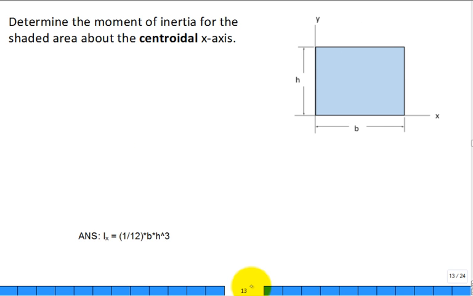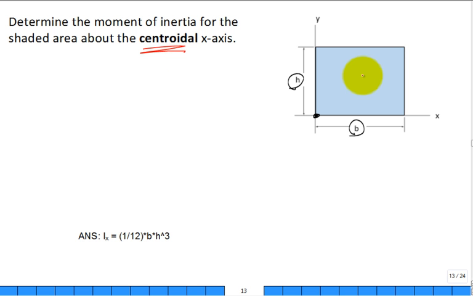Sometimes they'll say, here is a very simple area. It's a rectangle, base b, height h. You could put the origin of your coordinate system down there in that lower corner, the x-axis running along the lower edge, the y-axis on the left side edge. But sometimes they'll say, can you calculate it about the centroidal x-axis? This terminology can confuse us. What do they mean by centroidal x-axis?